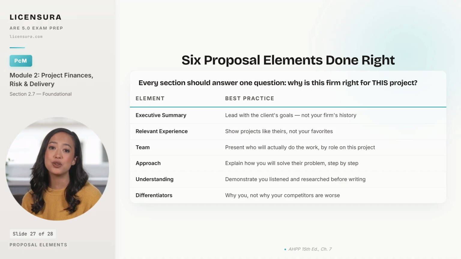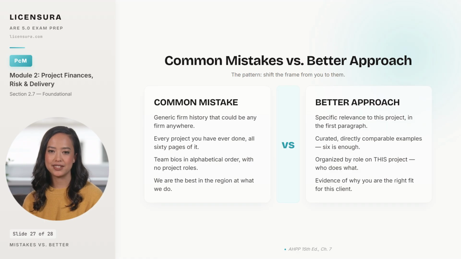The mistakes that lose proposals are predictable, and you can correct them once you see them named. Set the left column and the right column side by side, and the fix becomes obvious in each row.